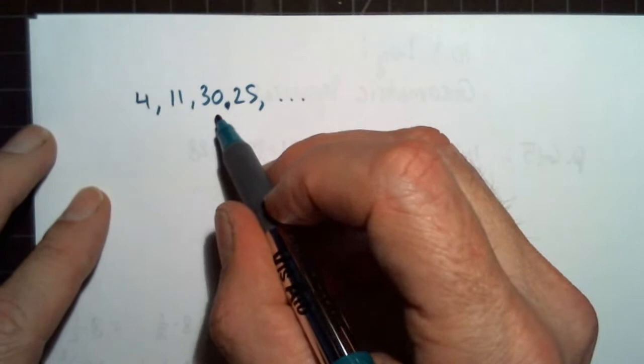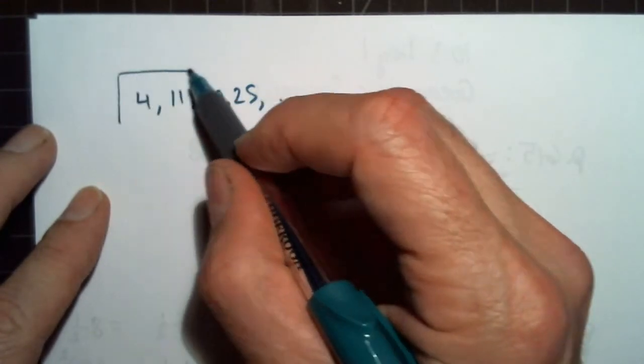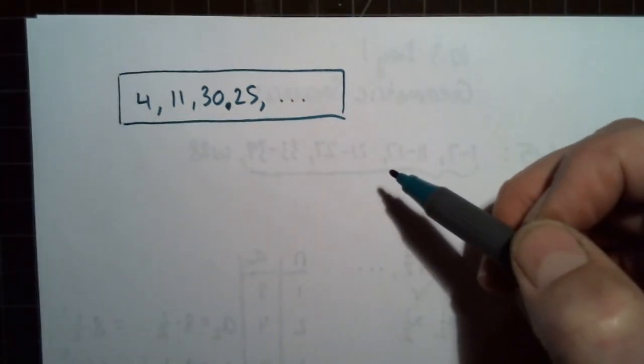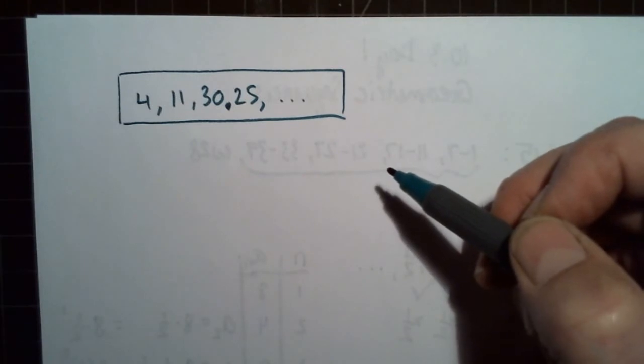Four, 11, 30.25. That's not a comma, that's a decimal. So, same question. You're going to find the next 3 terms and then find the analytic forms. Pause the video and try that one.